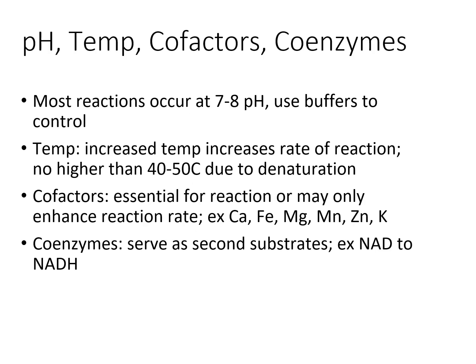Factors that can affect enzyme reactions, which we already kind of mentioned. So pH. Most enzyme reactions are going to occur at a pH between 7 and 8. Buffers are used to help maintain stable pH conditions. Temperature, once again, increasing temperature can increase reaction rate. Optimal range is no higher than 40 to 50 degrees Celsius, and higher temperatures can cause enzyme denaturation. Cofactors may be essential to or enhance enzyme activity. Some examples of that are calcium, iron, magnesium, potassium. Coenzymes act as a second substrate in reactions, and that is the NAD to the NADH.